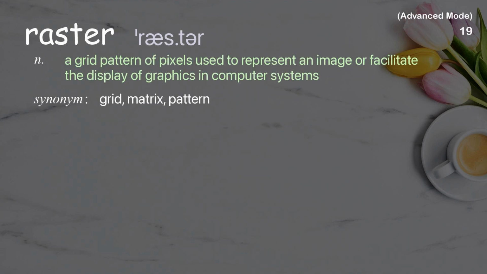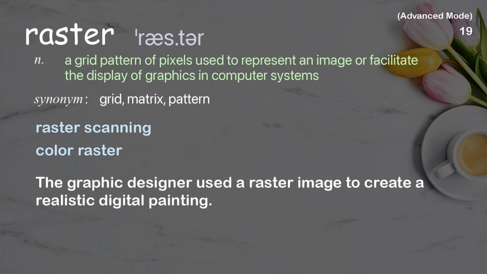Raster. A grid pattern of pixels used to represent an image or facilitate the display of graphics in computer systems. Examples: Raster scanning. Color raster. The graphic designer used a raster image to create a realistic digital painting.